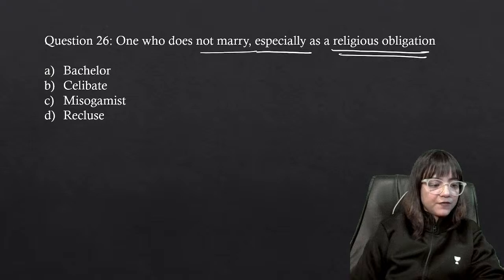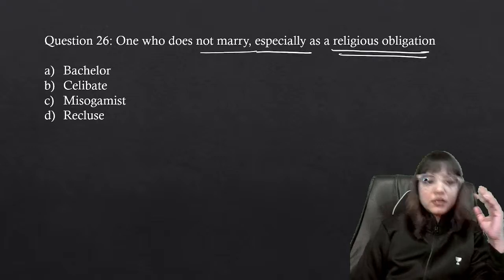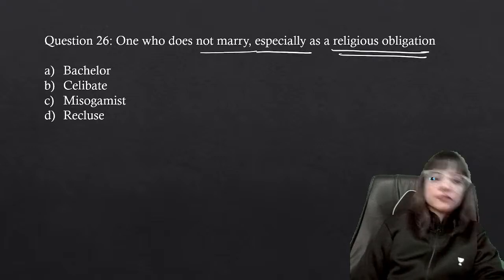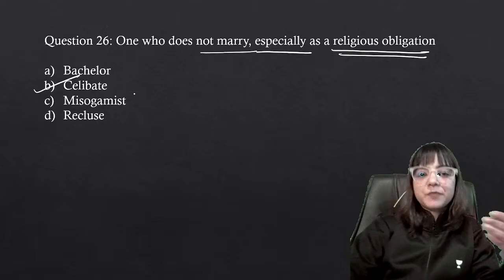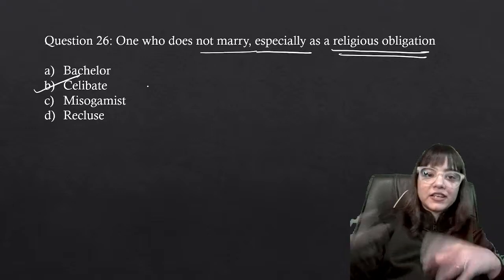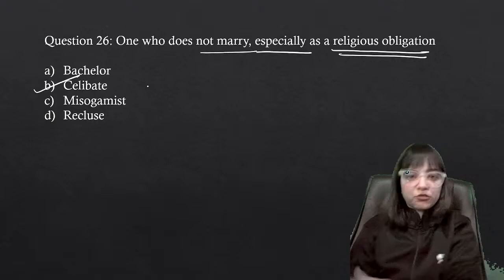Dilip is saying alpha, Rahi is saying celibate, Nikhil is saying celibate, Shubham is saying celibate. Yes. Absolutely. The correct answer will be celibate. They take a vow of celibacy. They take a vow of being celibate throughout their lives.